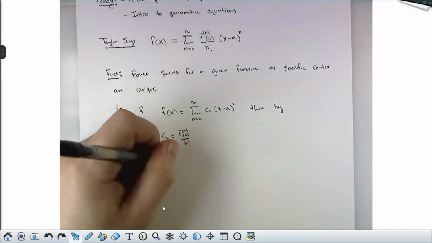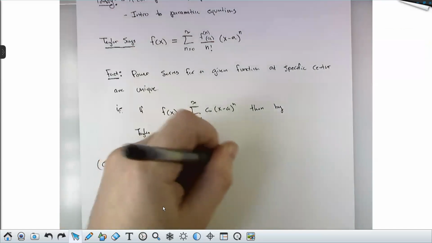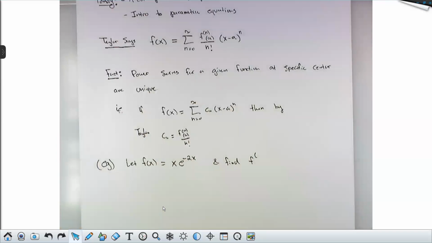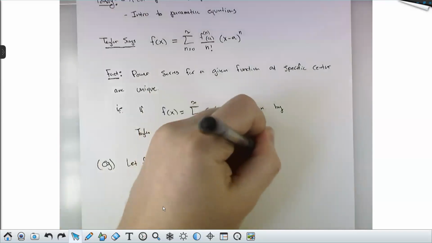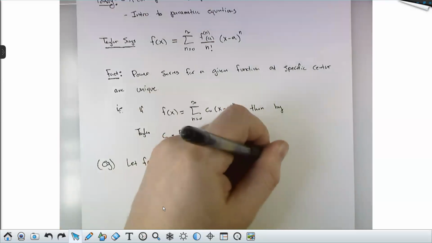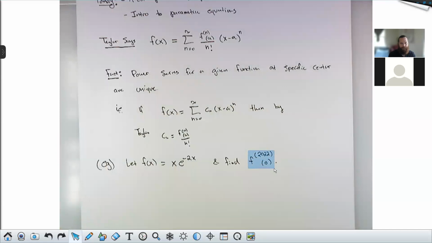Let f of x be x e to the negative 2x, and find, let's say, is it 2022, right? Find the 2022nd derivative of f evaluated at 0.